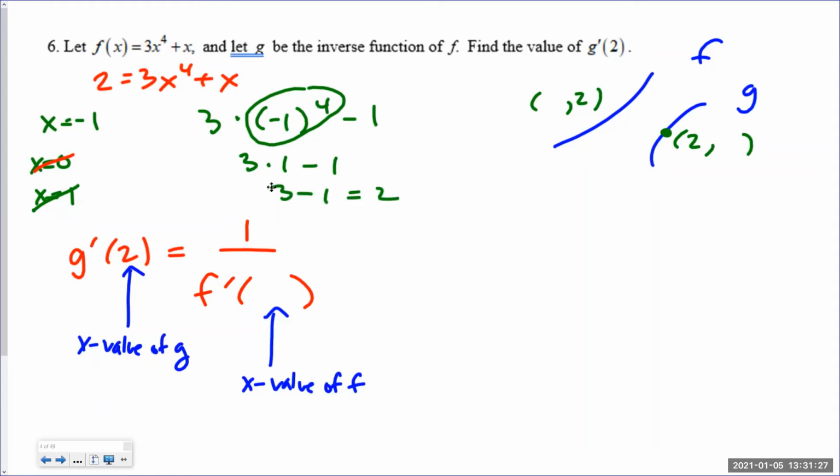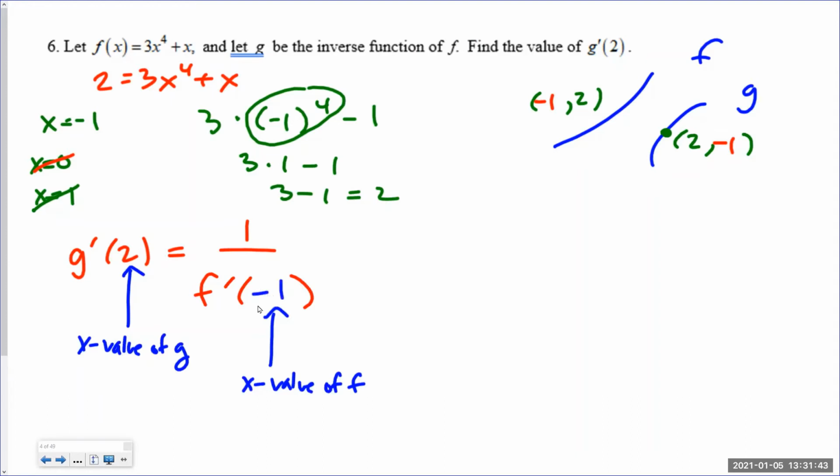3, right? So 3 minus 1 is 2. So this works. So x equals -1 works. So that means that x is -1. The y of the g is -1, and finally this right here is -1, which is what we were trying to find in the first place.